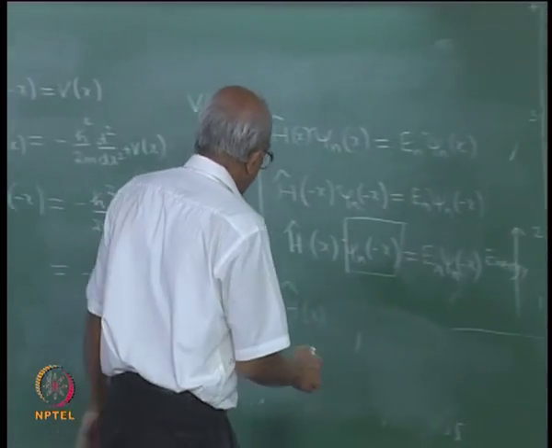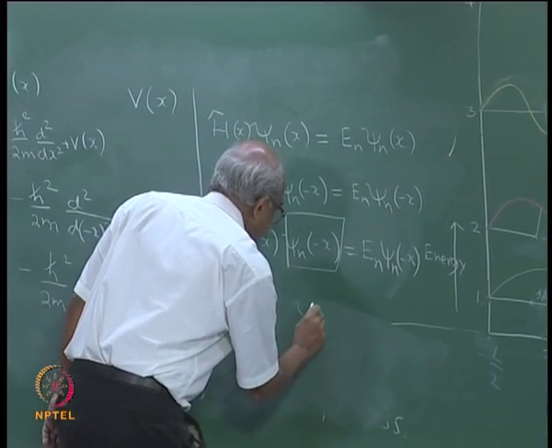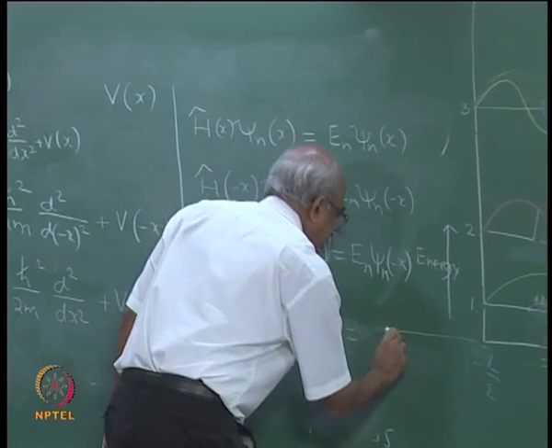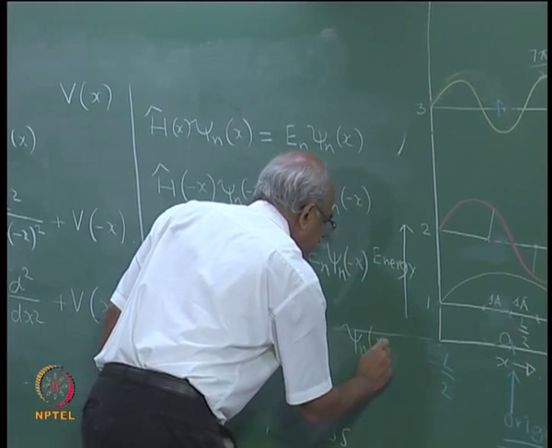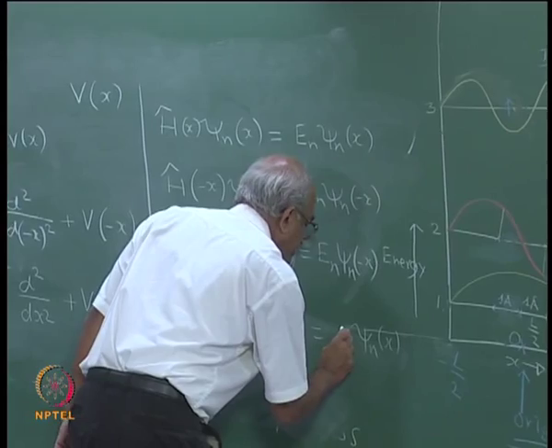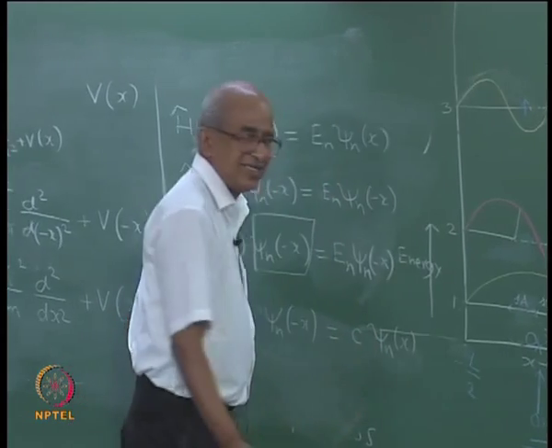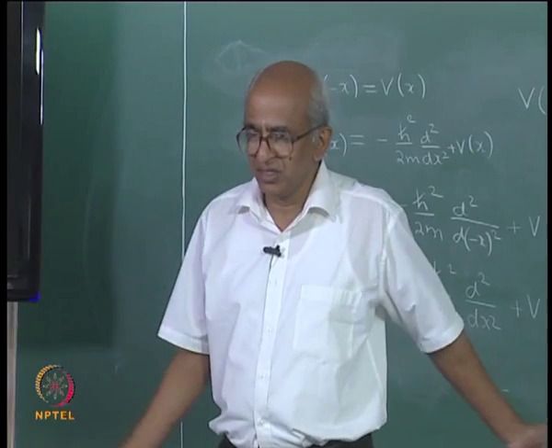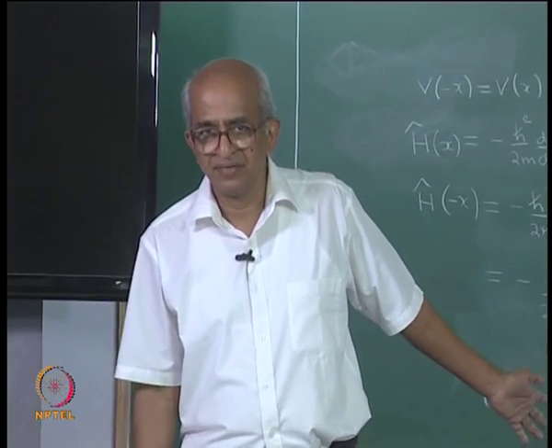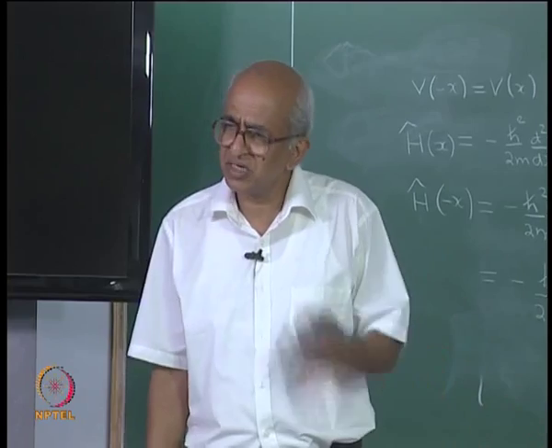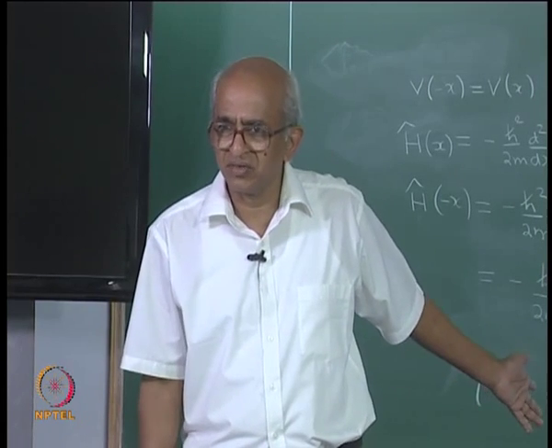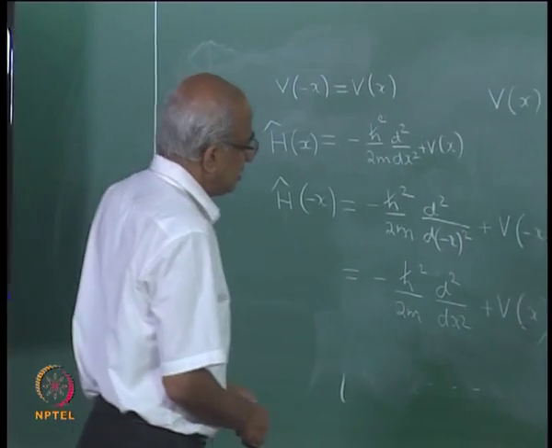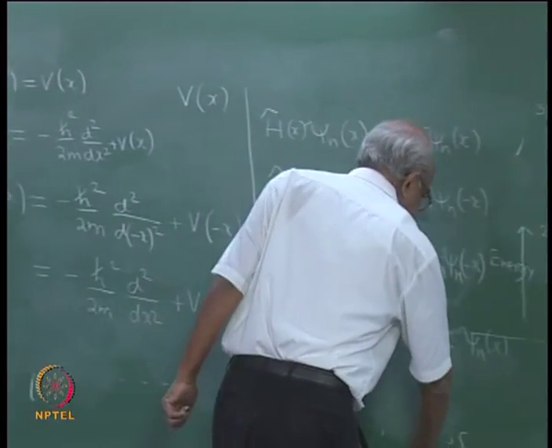So, this is possible only if psi n of minus x is actually equal to the original state psi n of x, but perhaps multiplied by a constant which we will denote as c. That is the meaning, that is how the equation can be satisfied. Why does this happen? Because there is only one state that satisfies the Schrodinger equation, there are no two states.